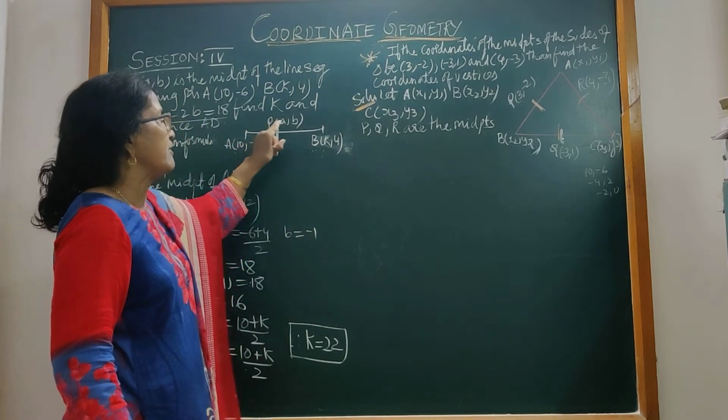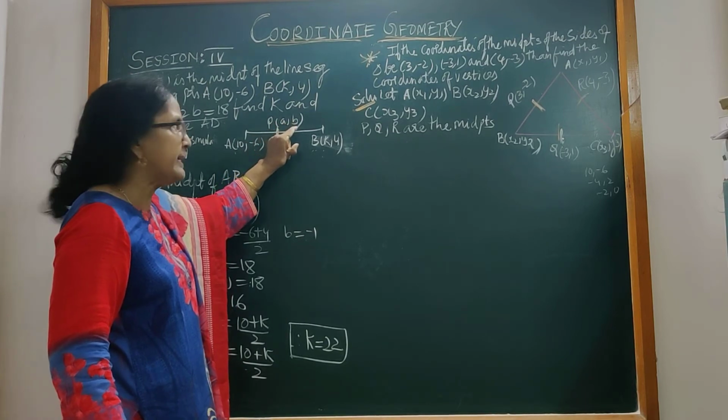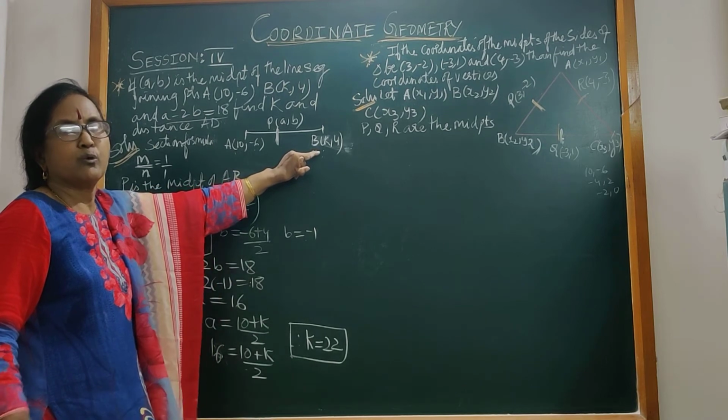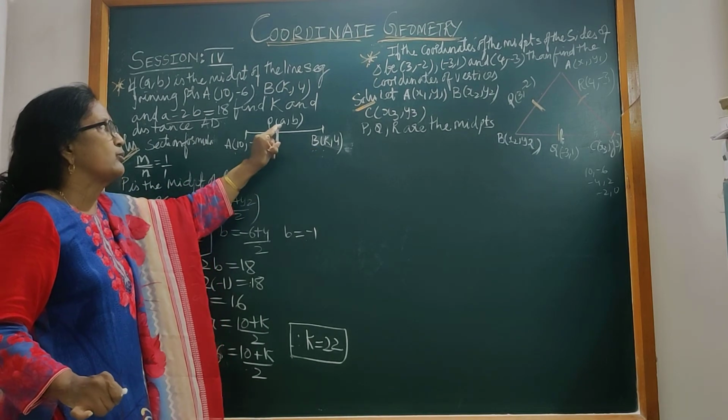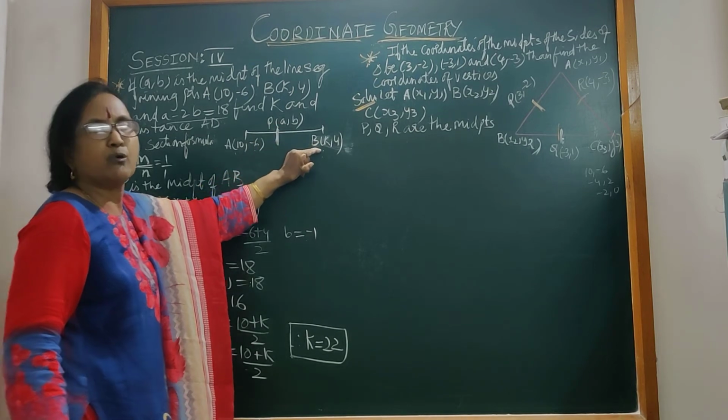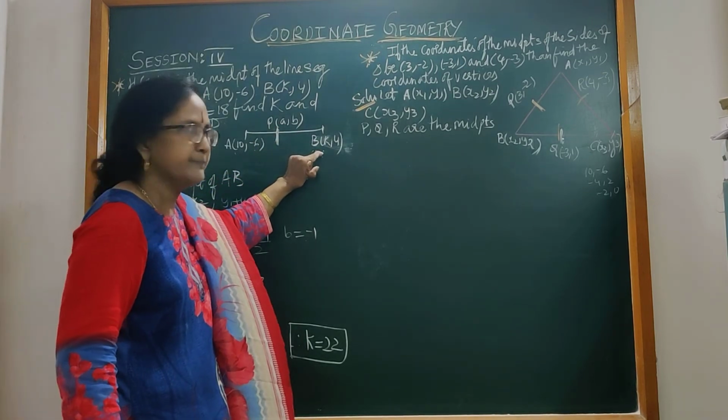Now, in this way we found A, B, and also found the k. So we were able to find three things. First, we found the midpoint, and then we found the x coordinate of B.